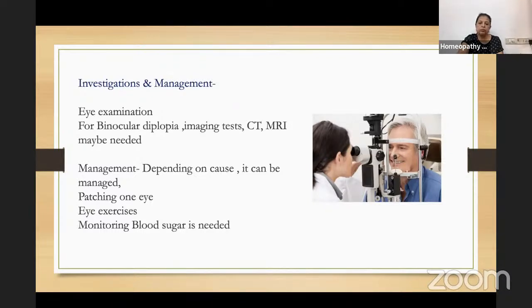Whenever there is a sudden diplopia, it is very difficult to treat at that time. How to treat? First thing, whenever it is binocular double vision, you have to close one eye or patch one eye, and then you can go on doing investigation. Otherwise, there will be a lot of confusion when you walk. Eye exercises also you can do. You have to check blood sugar, everything. But at that time, there is no treatment in allopathy. You may give B1, B6, B12 tablets and investigate. There are many other pathies that can be helpful during that time.